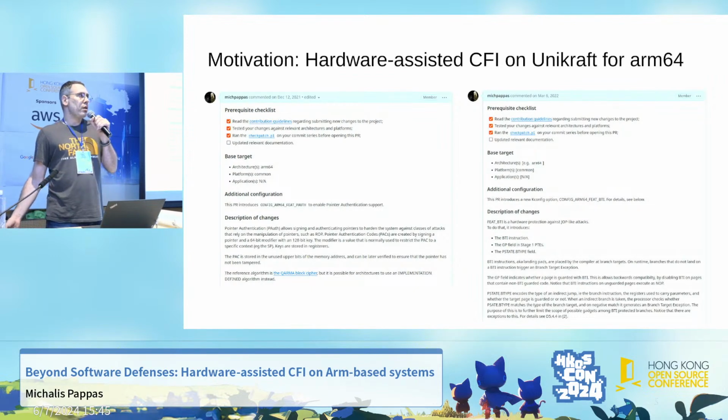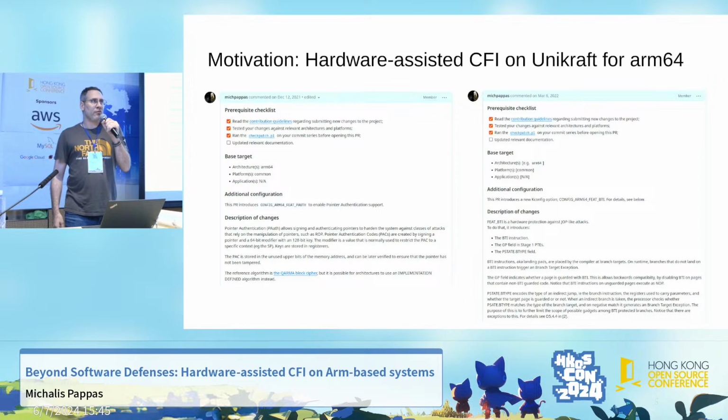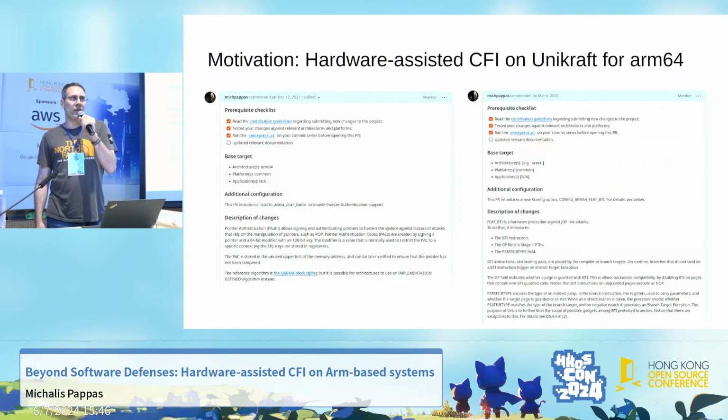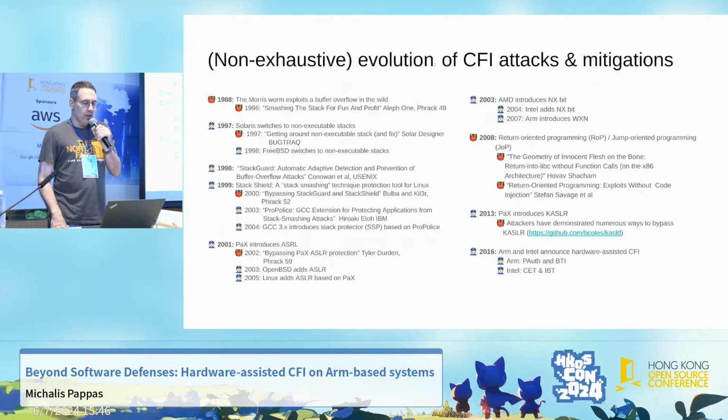So what is control flow integrity, first of all? Most software attacks rely on subverting the execution path to malicious code, right? So by control flow integrity, we refer to a set of security techniques that try to limit or restrict the code execution flow to the intended execution path. So let's have a brief overview of CFI attacks and the mitigations and how they evolved over time.